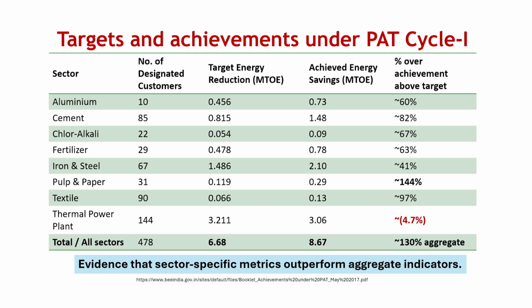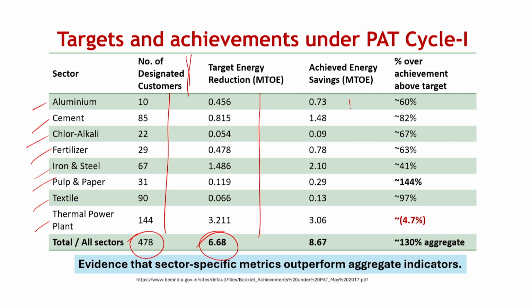Under PAT cycle 1, the data I am showing you is for 478 designated customers under various sectors. For each major industry, be it aluminum, cement, chlor-alkali, fertilizer, iron and steel, pulp and paper, textile, thermal power plant, all the major industries were given separate targets. They were given a target of reducing MTOE in absolute terms, while growth was delinked from energy performance improvement. Overall, the target was about 6.6 MTOE for all the industries put together.